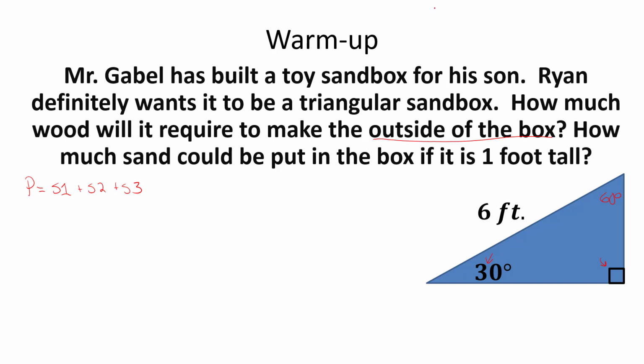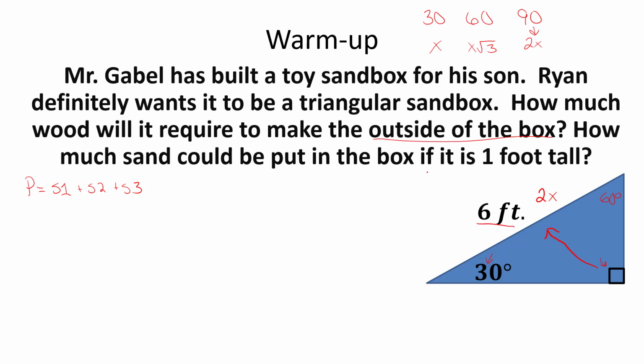Now, we also learned 2 weeks ago that there was a special relationship between 30, 60, 90 triangles. And that relationship was x, x root 3, 2x. Now, notice that across from the 90-degree angle is the side that is 2x. So across from the 90-degree angle is the side that is 2x, which means this side is 2x, but it's also 6 feet.